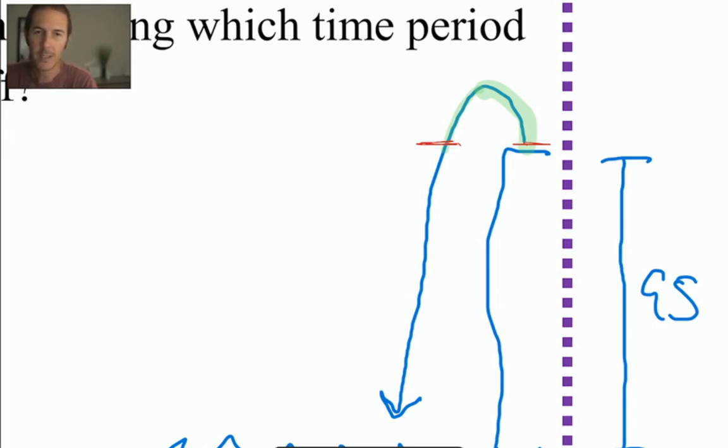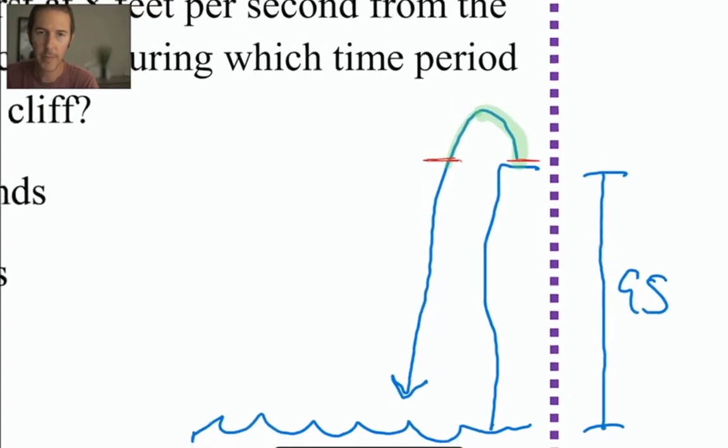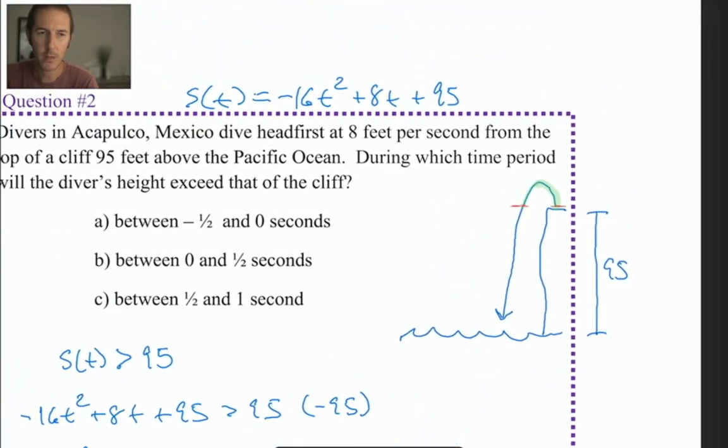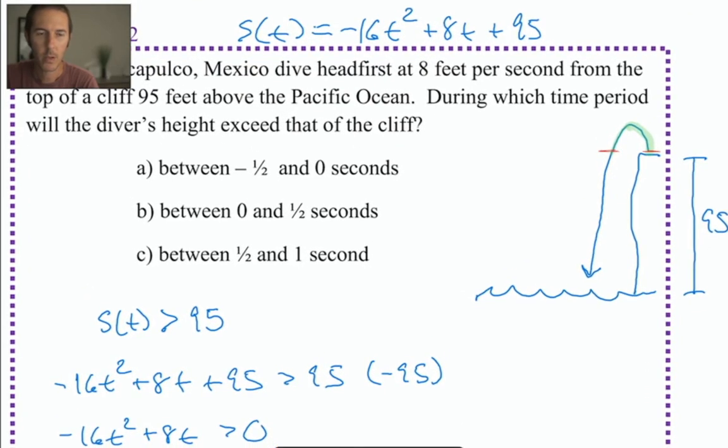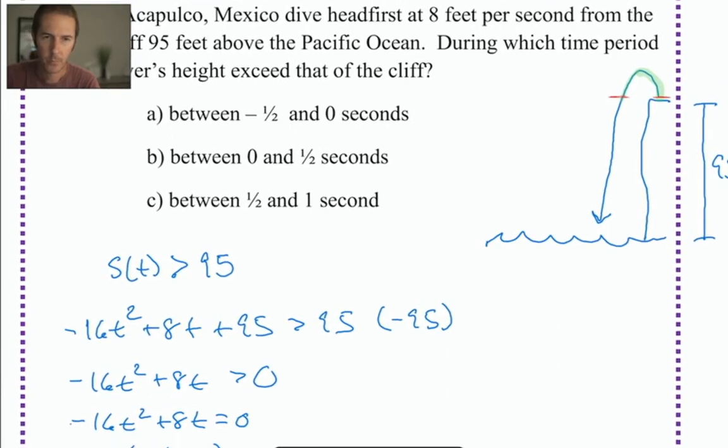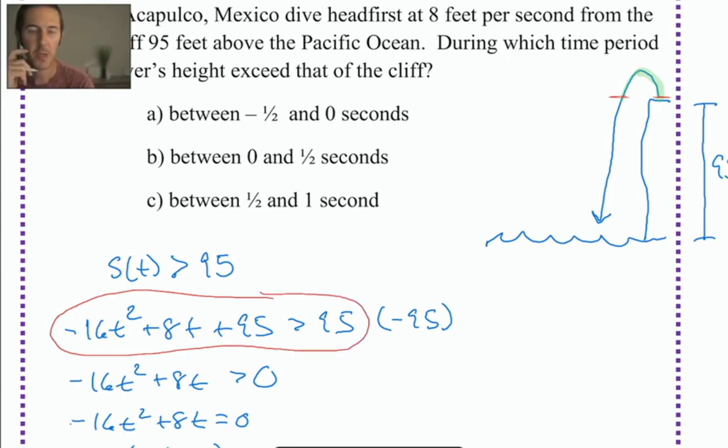So it looks like between the times of 0 and 1/2 of a second, our diver is going to have a height that is above or greater than 95 feet above the water, which puts them above the cliff. We could confirm that by taking a t value that's between 0 and 1/2, and we could plug it into this original inequality and make sure that it's true. And I am very confident that if you go through the motions of plugging in a number like 1/4 or 0.25 into that statement, you will find that it turns out to be true.